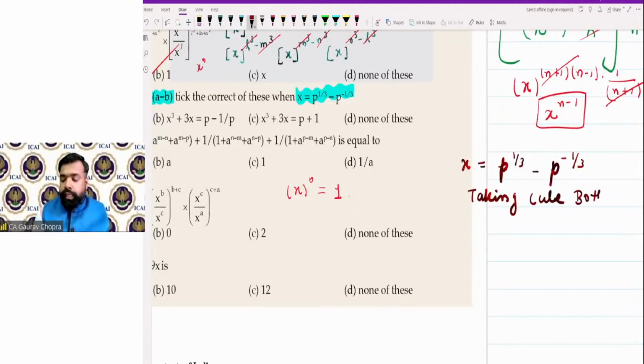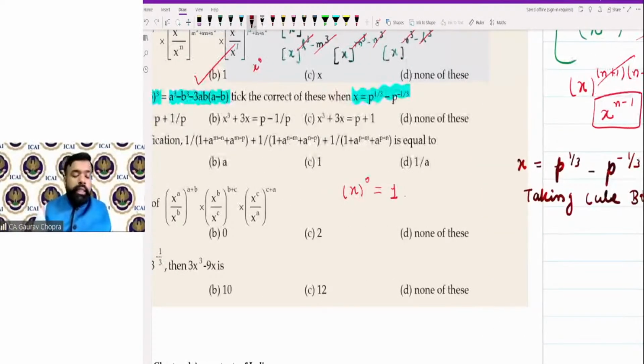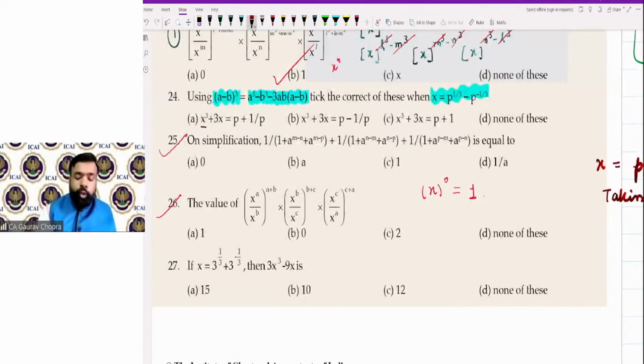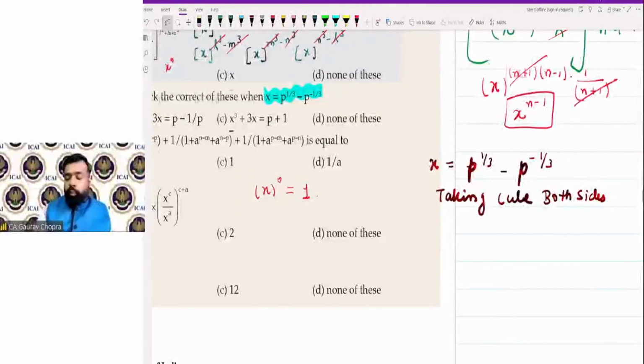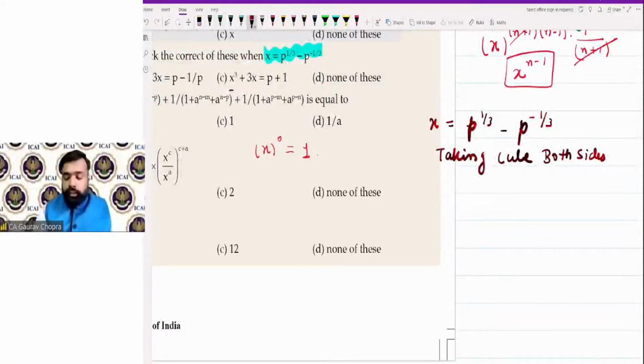both sides. Why are we taking the cube? Because in each and every option we are having x cube, x cube, x cube. Therefore, we require x cube. So we are taking the cube on both sides. So on the left hand side, x cube. On the right hand side, we have to apply the property.